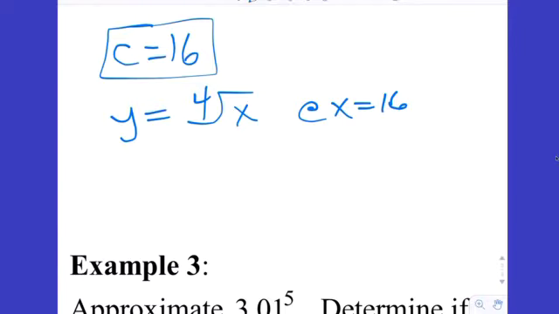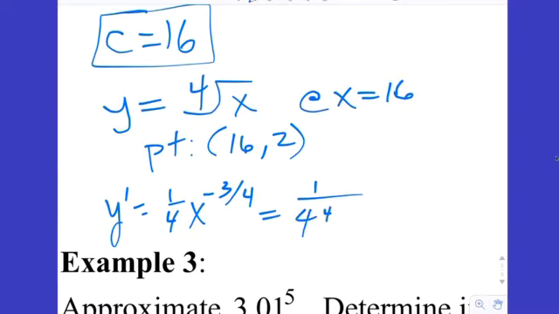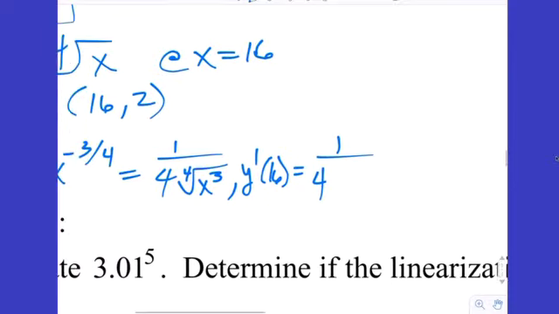All right, so let's go ahead and just write the point down. That's pretty easy. That's going to be (16, 2). Now we need the slope at that point. So y prime is going to be 1/4 x to the negative 3/4, which when you clean it up is 1 over 4 times the fourth root of x cubed. If you plug in 16, you get y prime at 16 equals 1 over 4 times the fourth root of 16 cubed. The fourth root of 16 is 2. 2 cubed is 8. So you end up with 1 over 32.